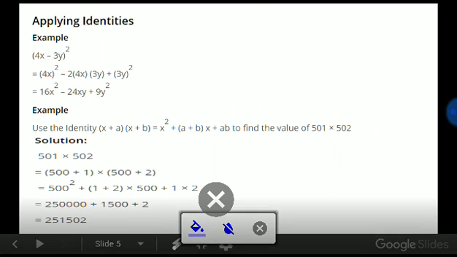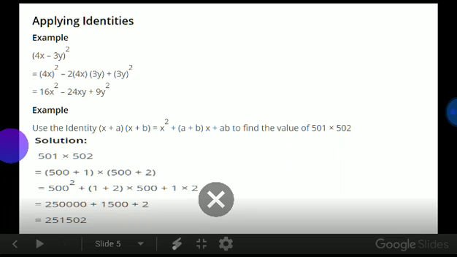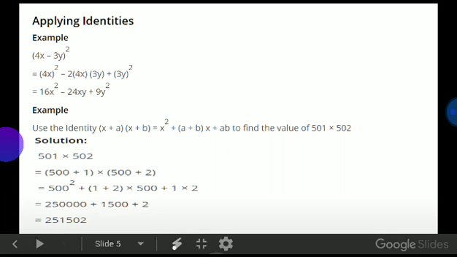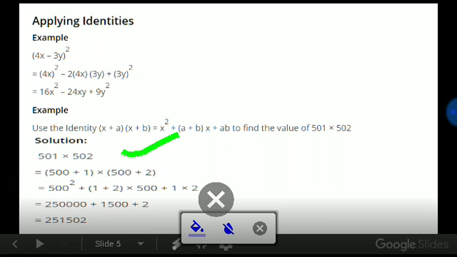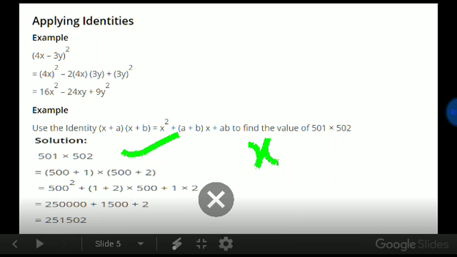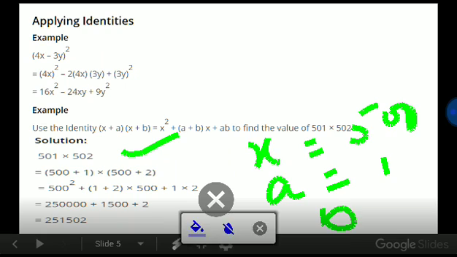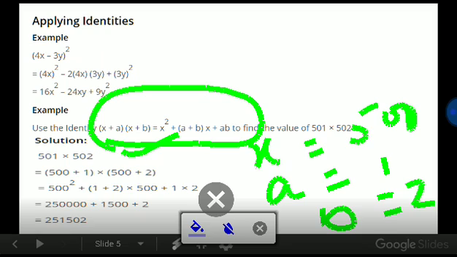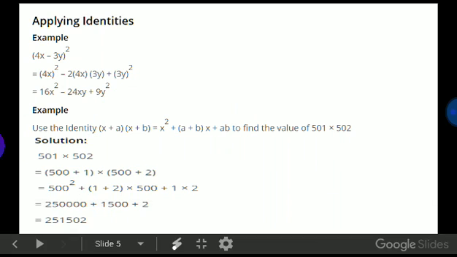Now the next question is also a kind of application. If we have to multiply 501 by 502, we can write it in the form of (500 + 1)(500 + 2). Over here, 500 can be considered as x, a can be considered as 1, and b as 2. Now we can apply the identity (x + a)(x + b) = x² + (a + b)x + ab, and we will get the result.